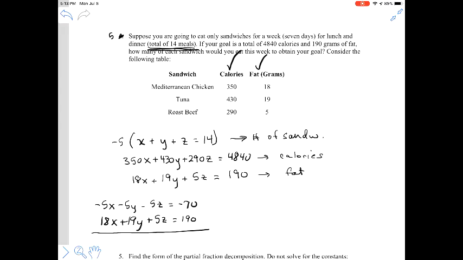Right. Okay. So that would be the equation: 13x plus 14y equals 120. So we narrowed it down a bit.